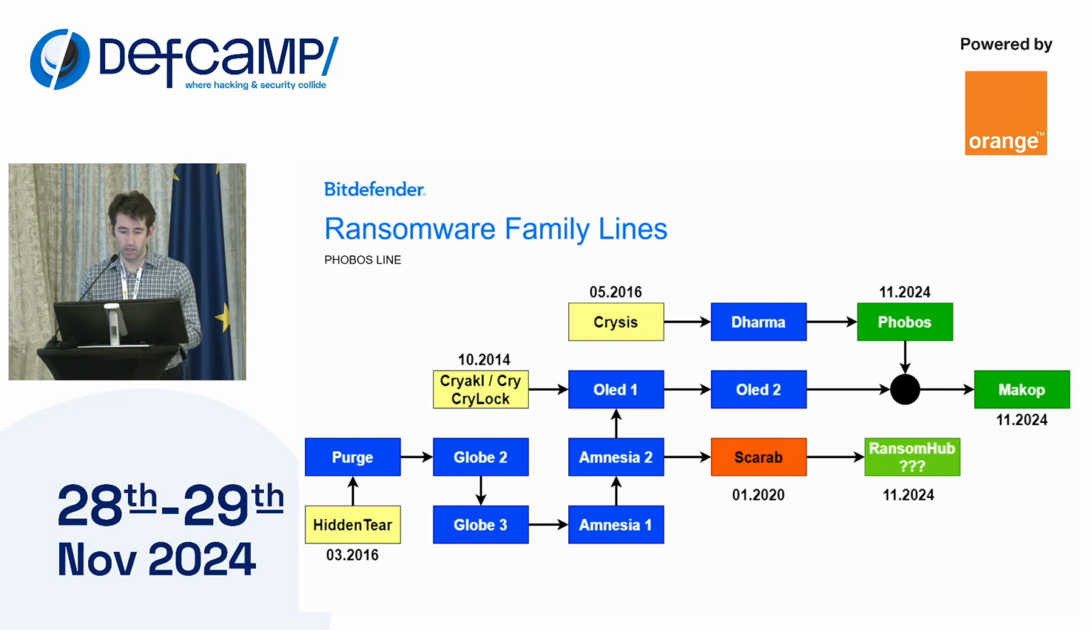be still active. And the other branch at the top, Crisis, evolved into Dharma, Phobos, and eventually Makop shares from all these roots. Makop is a still active ransomware, and they operate differently than all the others. They don't have a ransomware as a service page on dark web and so on. They want you to submit them an email and so on. So maybe that's why they are still active.